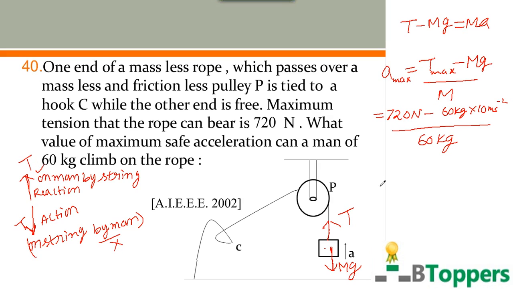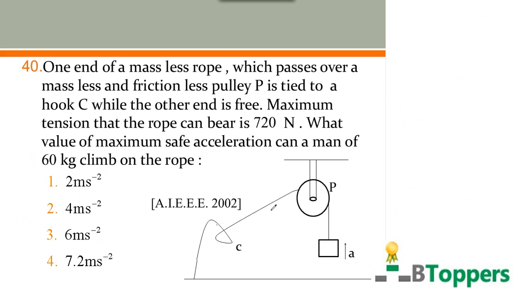Copy down the working if you want to. You can get the answer as 2 meter per second square. So for question number 40, the first option is the answer.